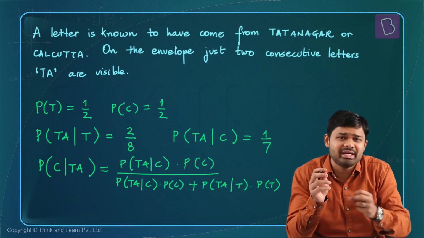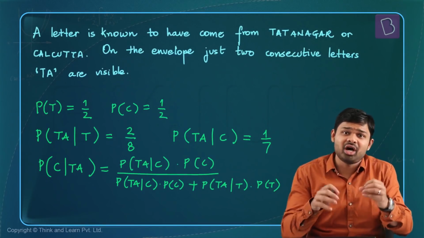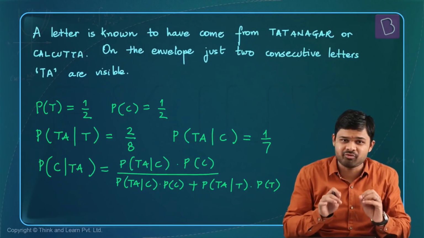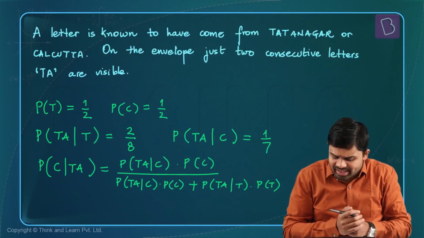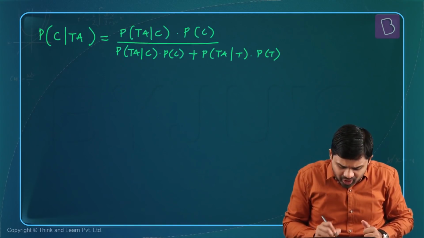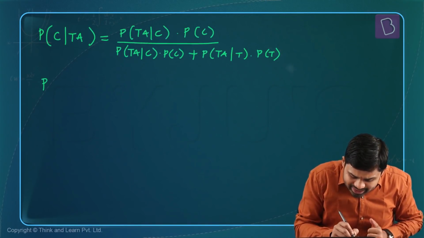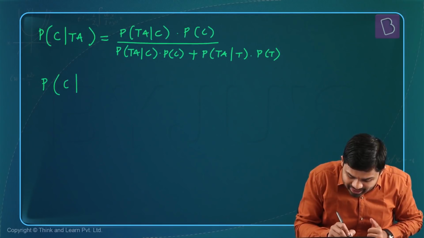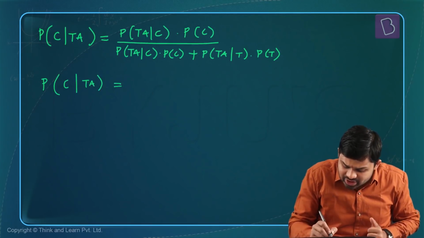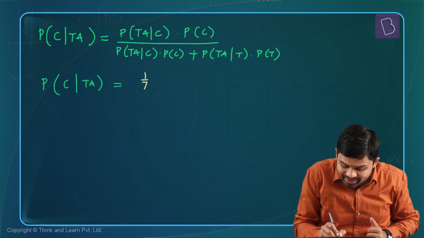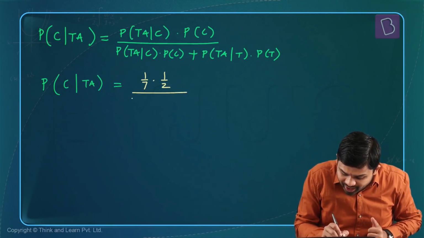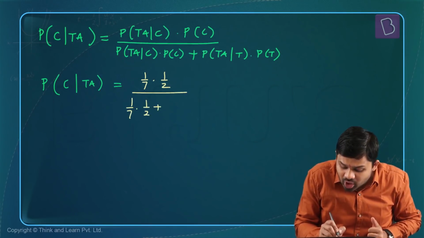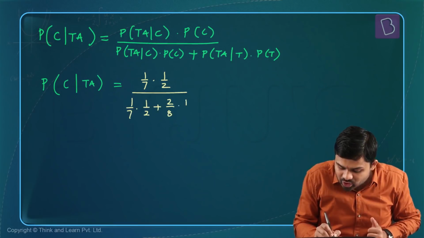We just needed to identify the required elements that have to be put into this Bayes theorem formula. Well, we did that, and from here on it's pretty straightforward to compute. So the probability that the letter has come from Calcutta given TA appears is going to be nothing but 1/7 into 1/2, divided by 1/7 into 1/2 plus 2/8 into 1/2.